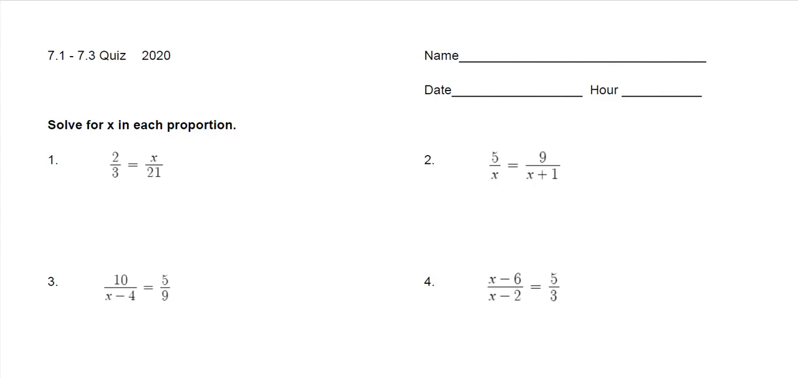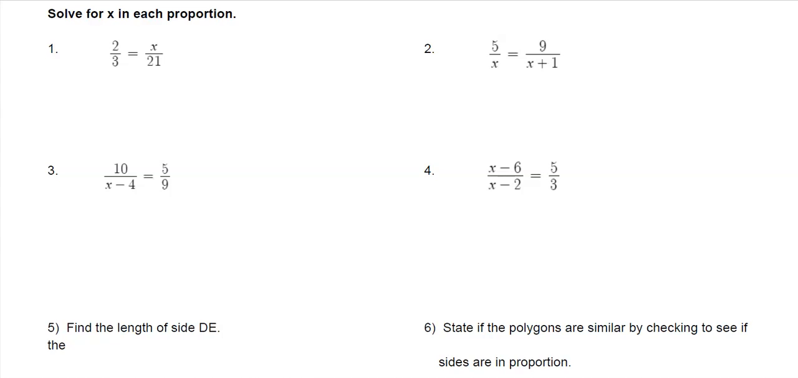All right, let's go over the 7.173 quiz. Got proportions, some indirect measurement, and let's try to see how to do some of these. If you missed any, you'll see why. All right, number 1 through 4, we're just cross multiplying.